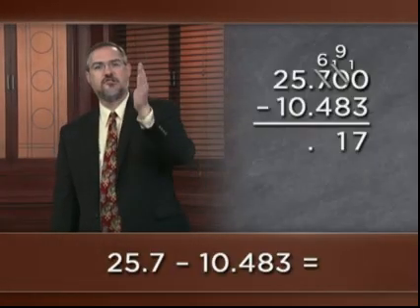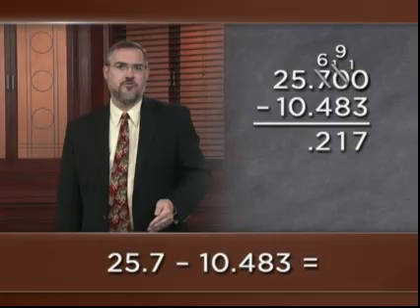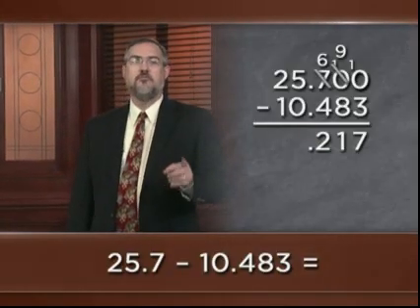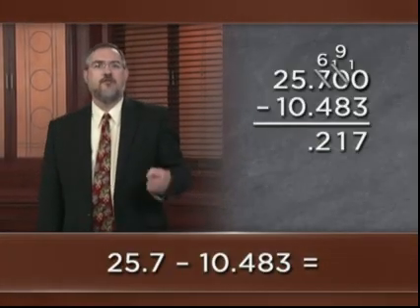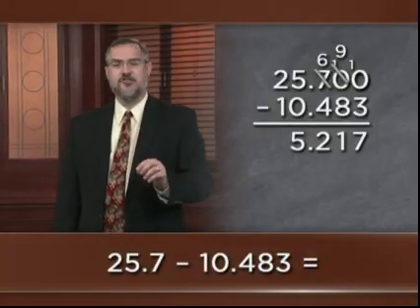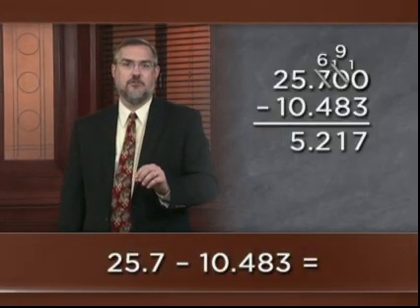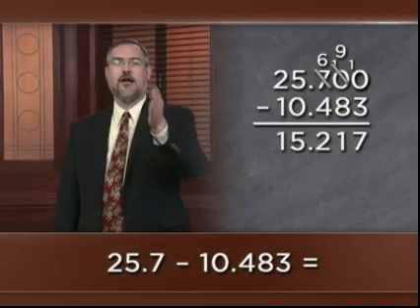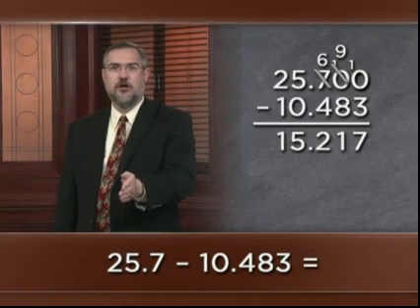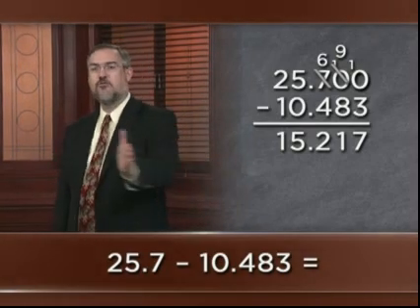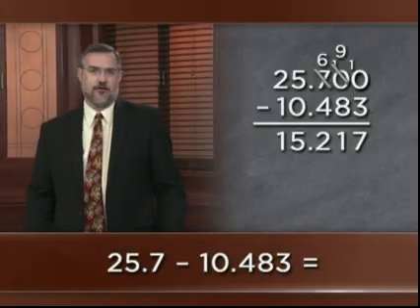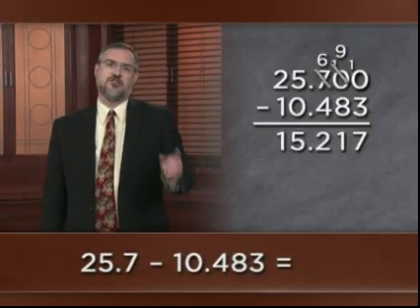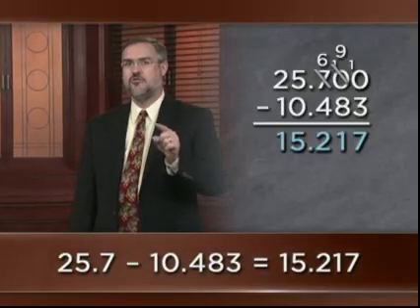Then I move over. 6 minus 4 equals 2. And so I write a 2 below that 4. Then 5 minus 0 is 5. And so I write a 5 below that 0. And 2 minus 1 is 1. And so I'm going to write on that leftmost digit a 1. And now, folks, I've worked through all of the digits of the problem, and our final answer is sitting in front of us. It's 15.217.